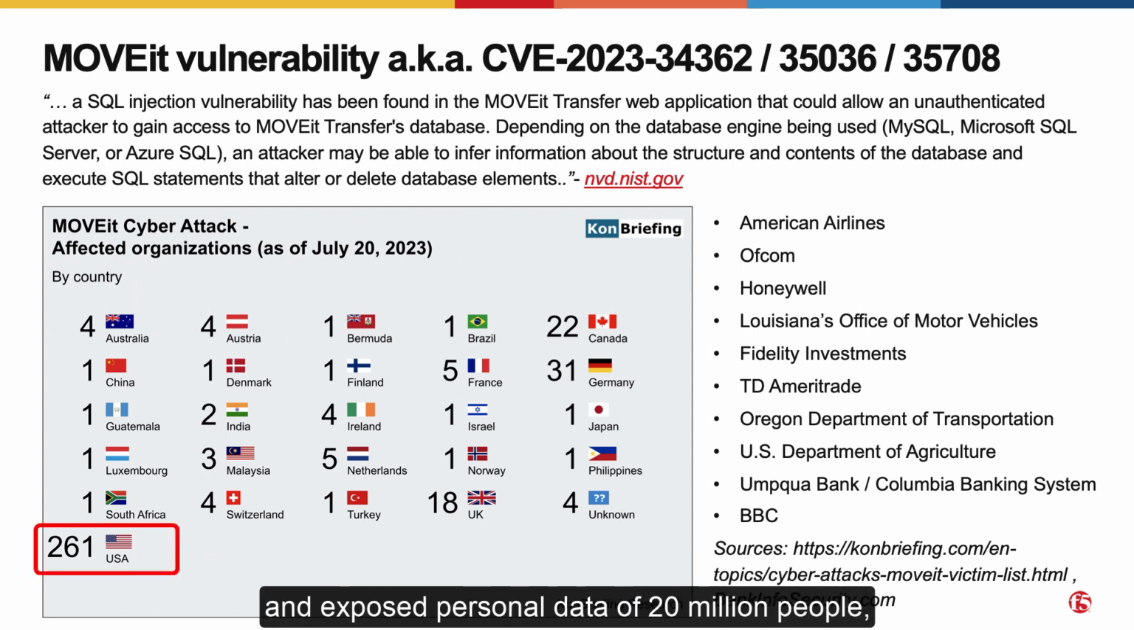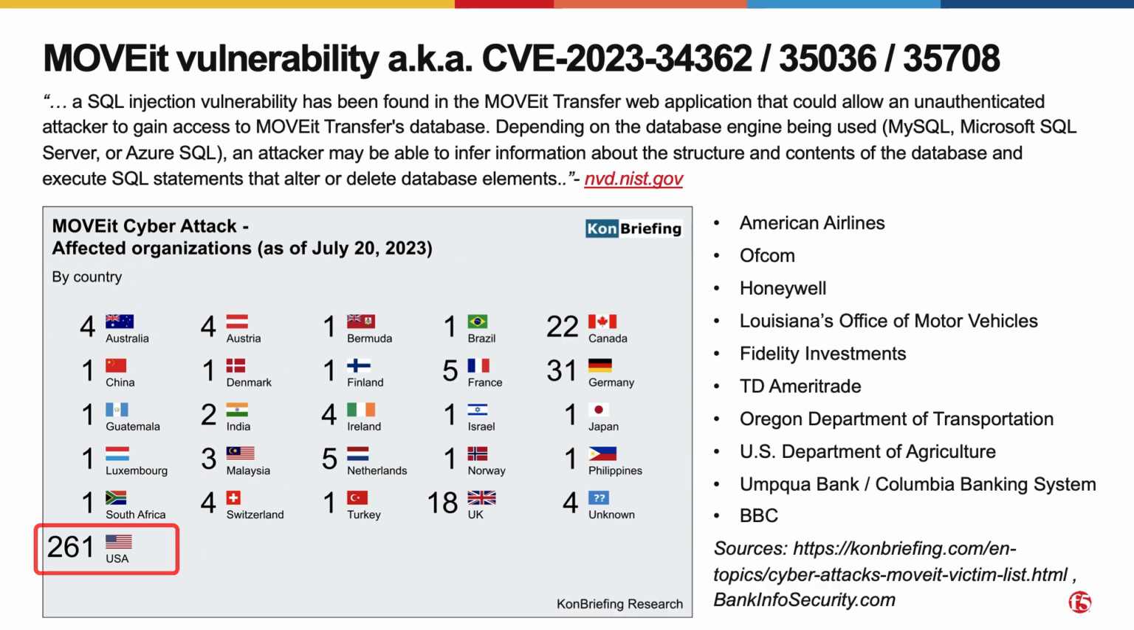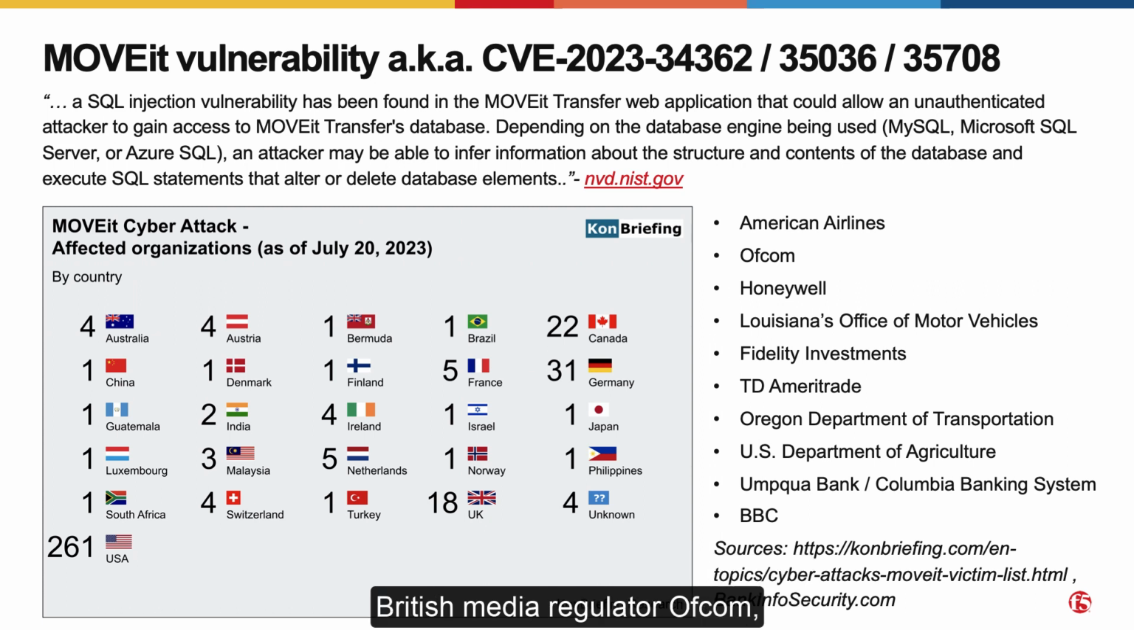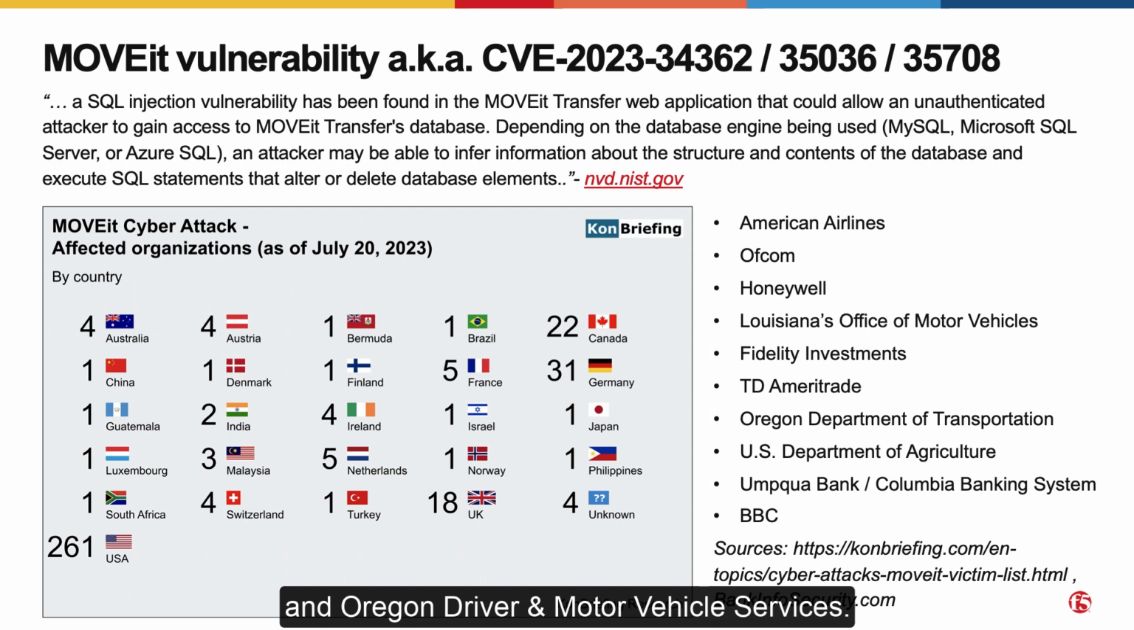based in the US, and exposed personal data of 20 million people, based on the ransomware group that claimed responsibility for these attacks. Among the organizations affected were American Airlines, British media regulator Ofcom, a number of US universities, as well as Louisiana Office of Motor Vehicles and Oregon Driver and Motor Vehicle Services.